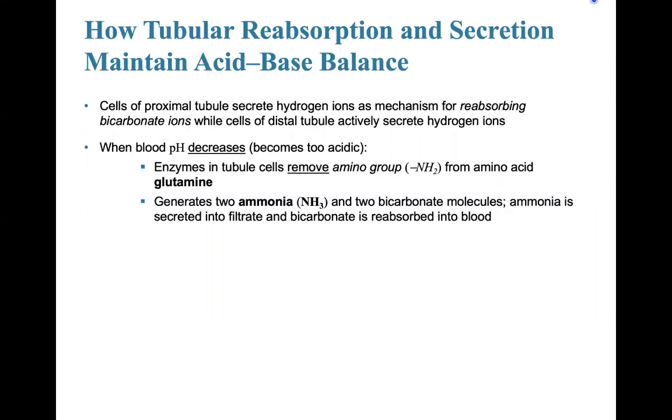Cells of the proximal tubule will secrete hydrogen ions as a mechanism for reabsorbing bicarbonate ions, while cells of the distal tubule will actively secrete hydrogen ions. So when your blood pH decreases and it becomes too acidic, enzymes in the tubule cells will remove the amino group from the amino acid glutamine. This generates 2 ammonia and 2 bicarbonate molecules. Ammonia is secreted into the filtrate and the bicarbonate is reabsorbed into the blood.